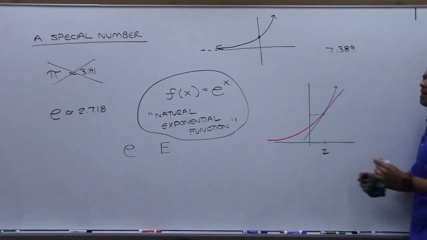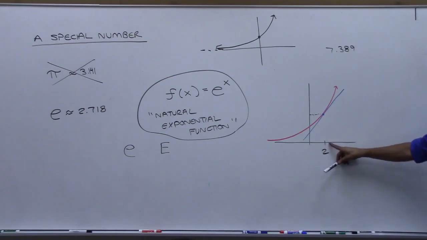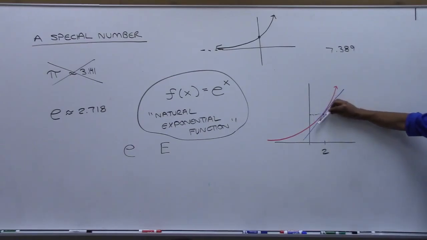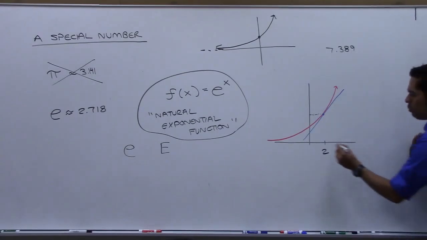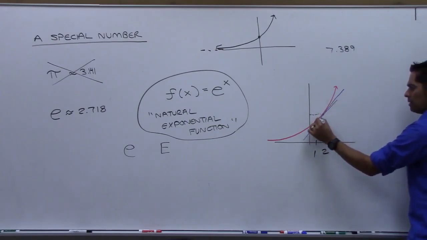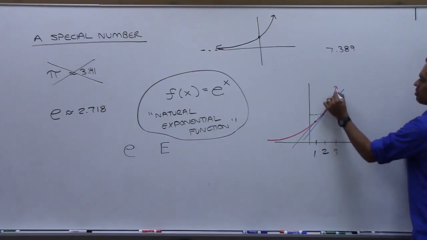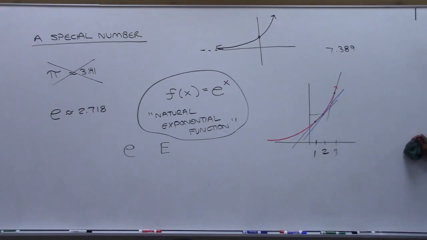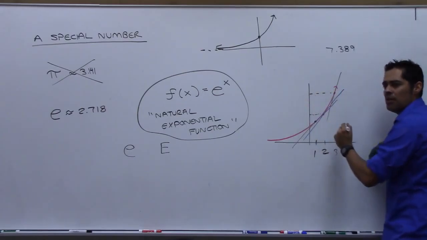7.389. Here's what I can tell you. If you graph the exponential function and you go out to 2 and you go up and try to find the slope of that line, the slope of the line is going to be 7.389. If you go out to 1 and you plug in and try to find the slope of that line, guess what it is? 2.718. If you go out to 3 and you go up here and you're trying to find the slope of that line, guess what it is? 20.08. The slope of this line is exactly equal to the function's value there.